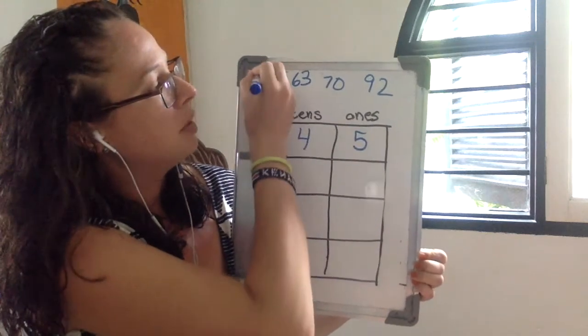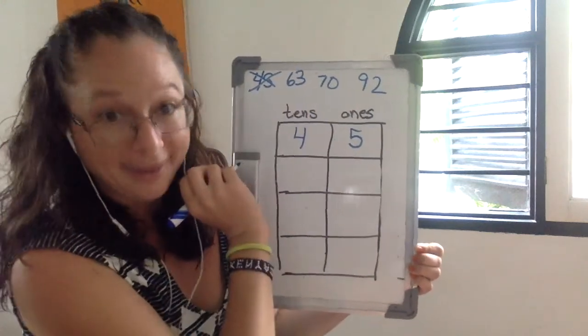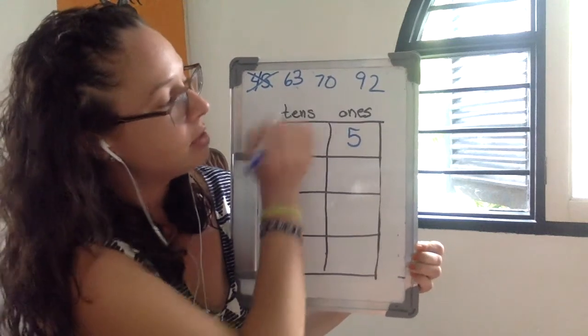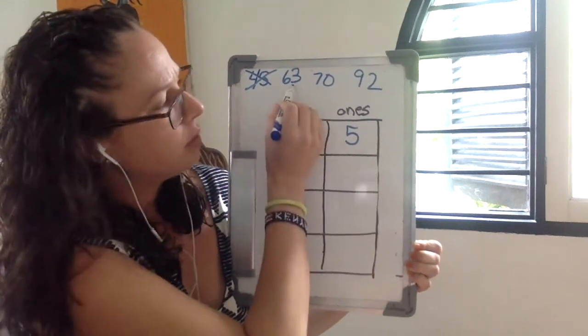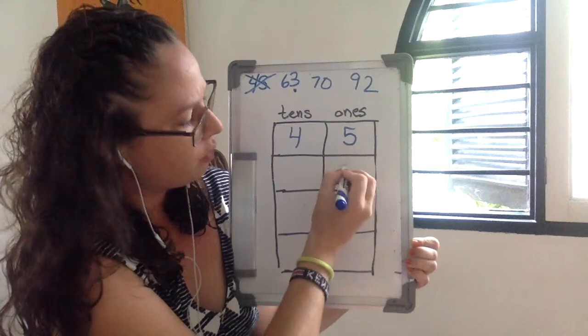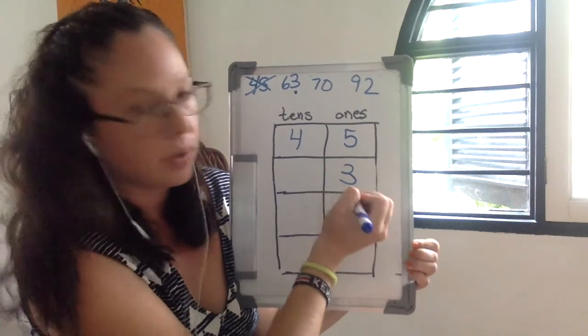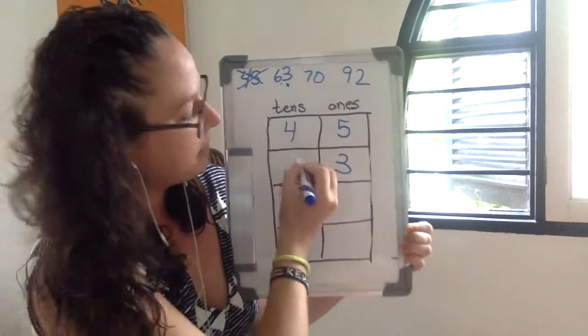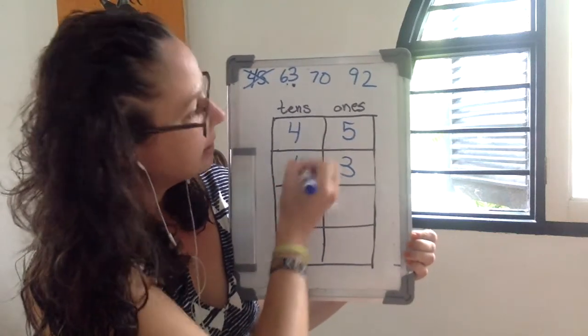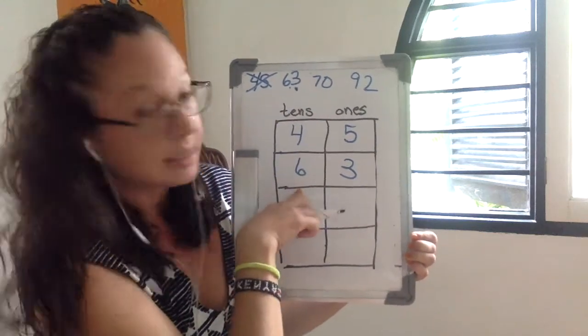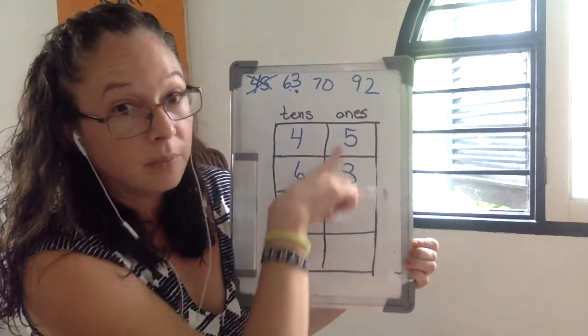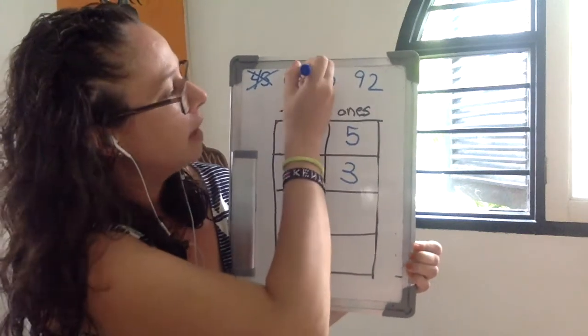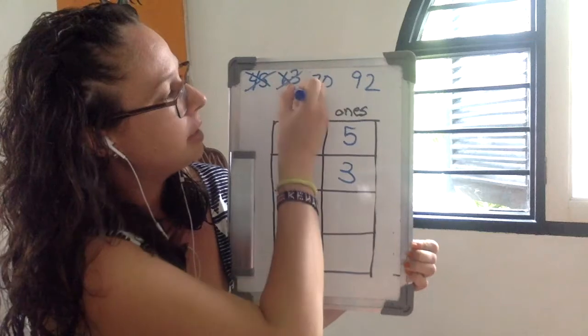We've used that number, so I'll cross it out. Next, 63. Let's start with the ones. There are 3 ones in 63. And how many tens? You guessed it, 6. 63 has 6 tens and 3 ones. Again, we'll cross that out because we've used it.